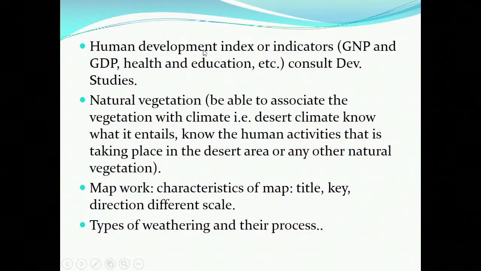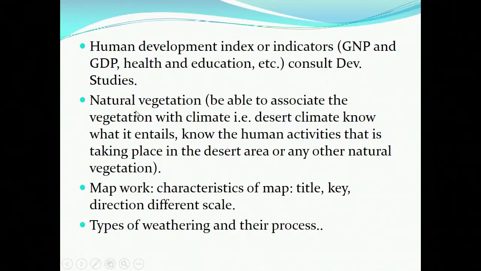Usually, this Human Development Index, when you look in a lot of geography books, is not really well covered. But the questions they take from there, they usually ask in depth. Therefore, I urge you to consult the development study booklet, more specifically the one from NANGO, and this topic is well explained there, where you will be able to understand it well.